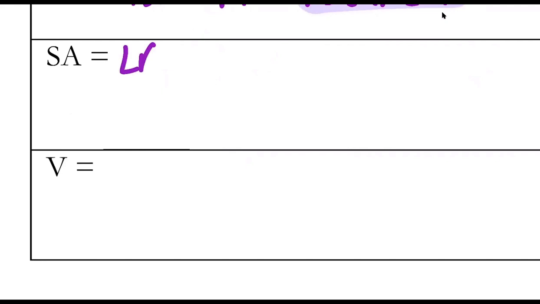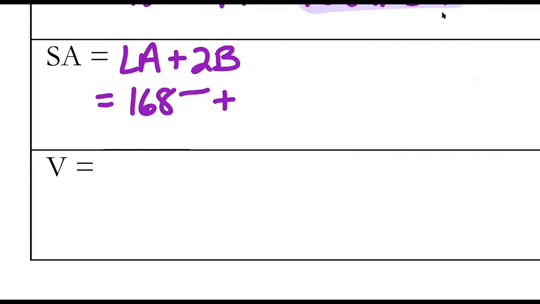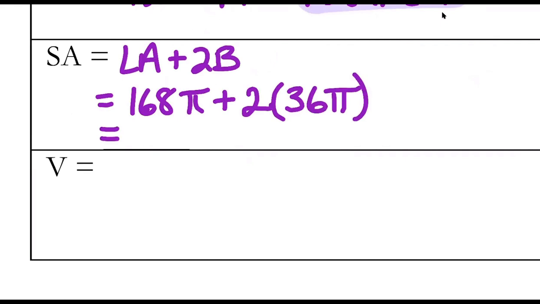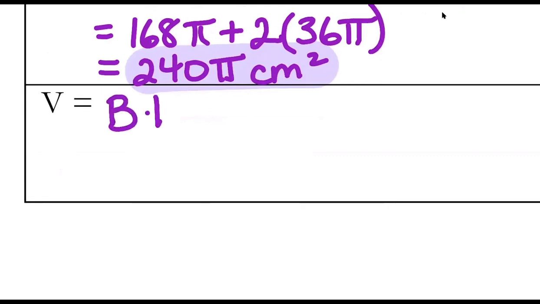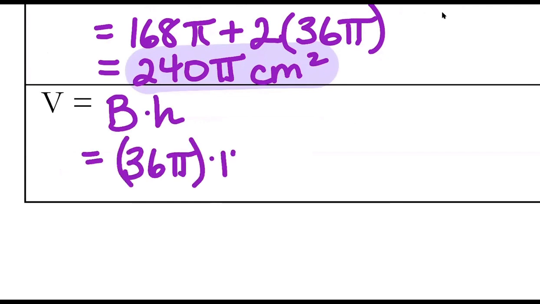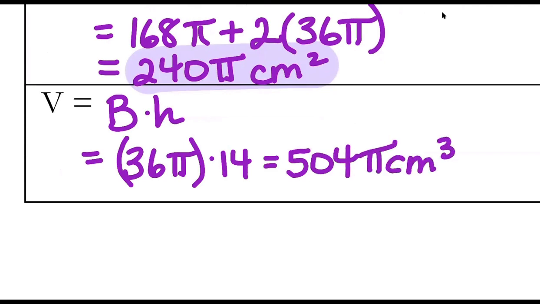Total surface area, lateral area plus 2 bases, is 168 pi plus 2, and the base areas were 36 pi. That's 72 and 168, so 240 pi centimeters squared. And then volume, base area times the height, 36 pi times the height, which was 14, 504 pi centimeters cubed.